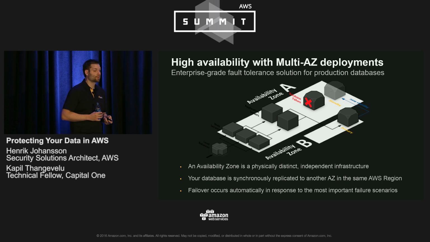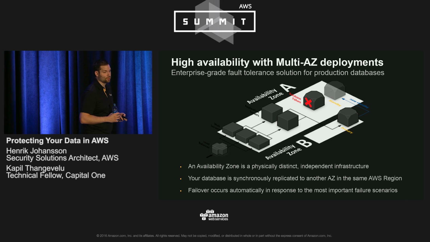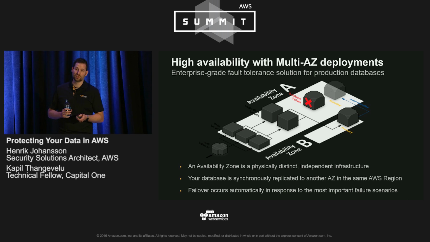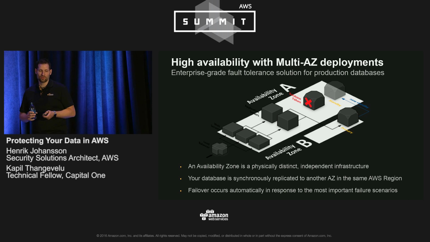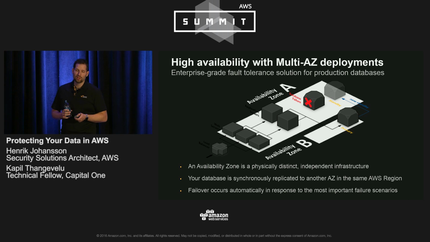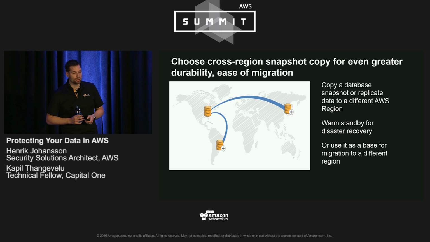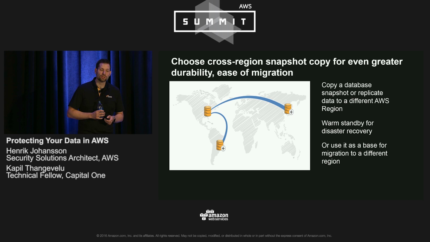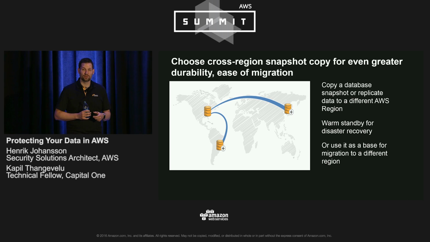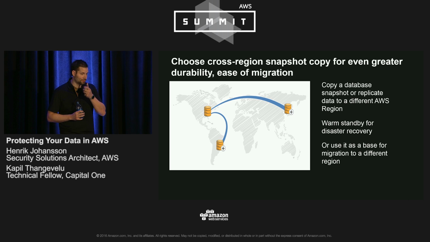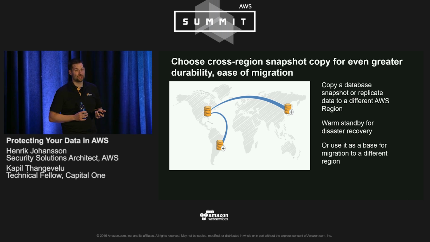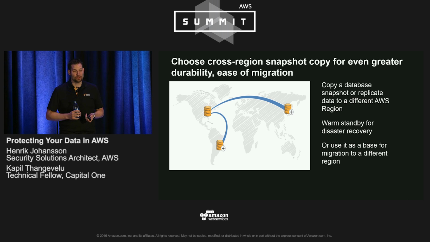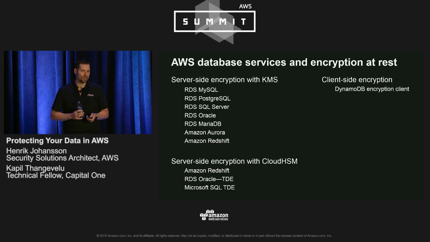You can also use multi-AZ deployments to make sure that the data is replicated over to a separate availability zone in case of failure on that database. And you can use cross-region replication for snapshots. So again, if you want to set up a different region for backup purposes, or you want to have, for example, a warm standby, or simply if you want to start migrating your data to a different region, you can actually use the cross-region snapshot replication. Or snapshot copy, sorry.